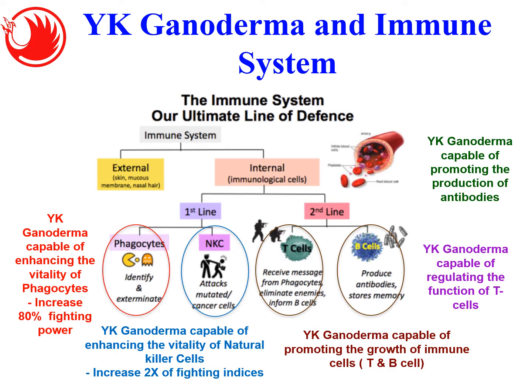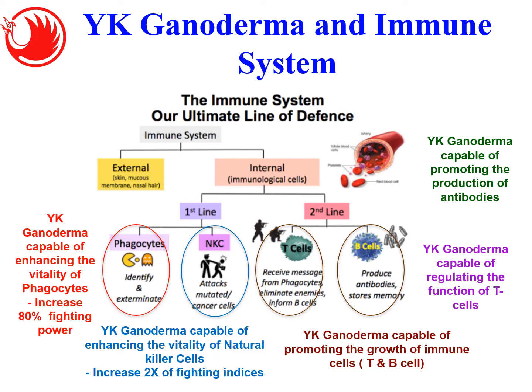I remember the first line, we have the phagocyte and natural killer cell. We have second line T cell and B cell. So Yongken Ganoderma, with the affirmed efficacy by the Taiwan Health Food Accreditation, actually has these 5 proven properties. First one, Yongken Ganoderma is capable of enhancing the vitality of phagocyte. Remember, phagocyte is the very first one. He had to do the job. He actually increased 80% of fighting power.